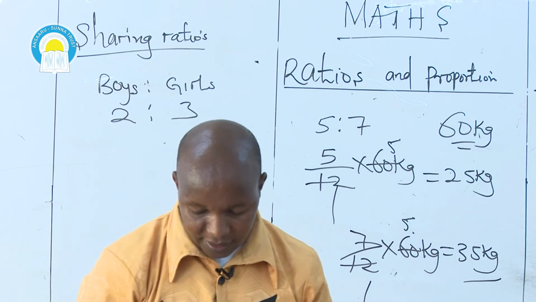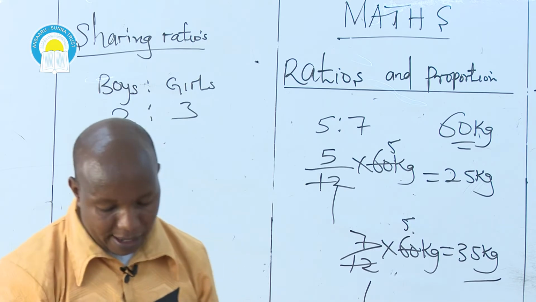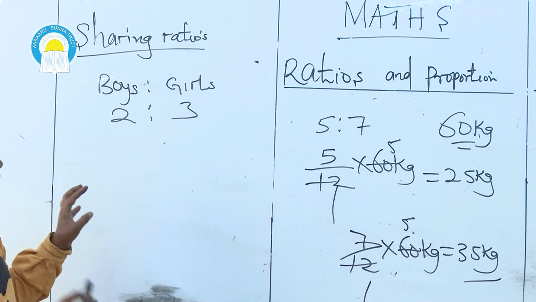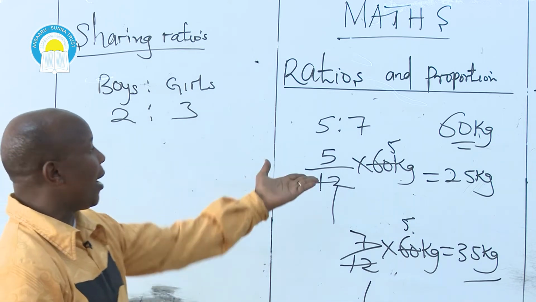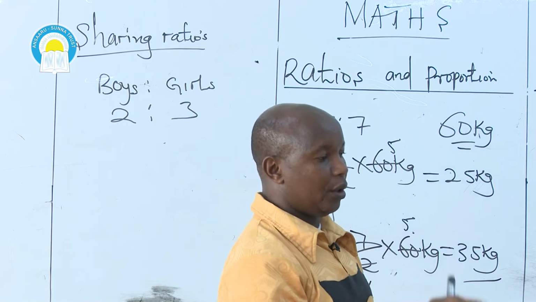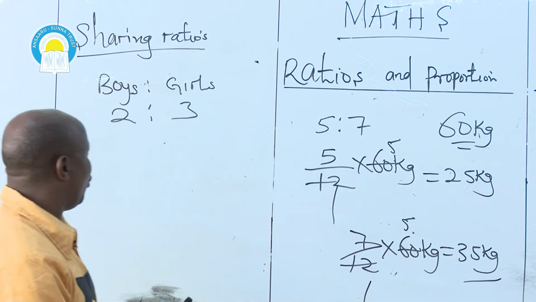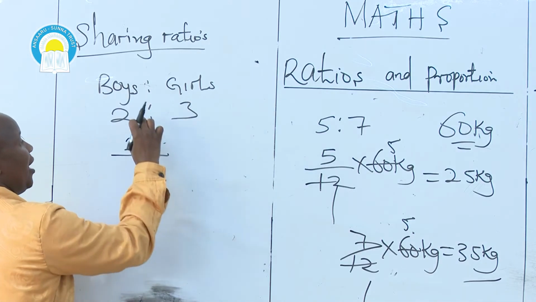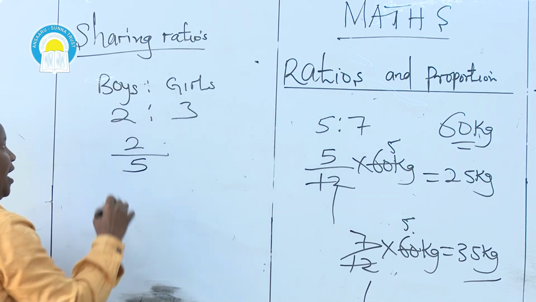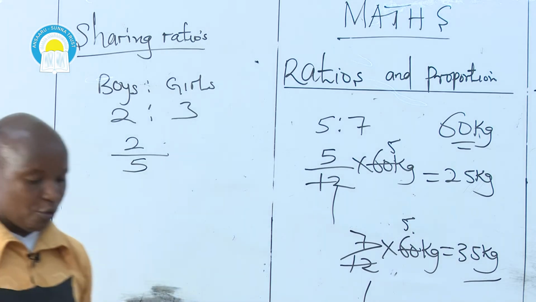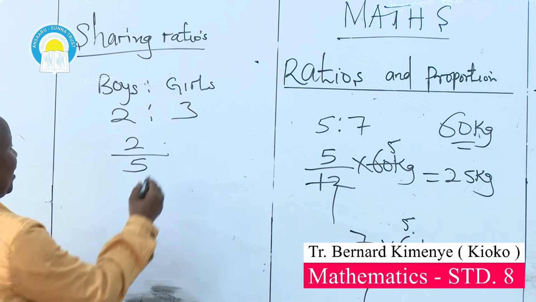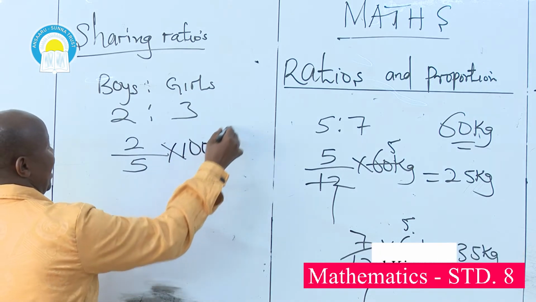Now, what is the percentage of the number of boys? Before you get the percentage, write boys as a fraction, just the way I've taught you before. Boys, they were 2 over the total. The total number of boys and girls is 2 plus 3, which is 5. So the fraction of boys was 2 over 5. Then from there, you convert to percentage. Now you multiply by 100%.